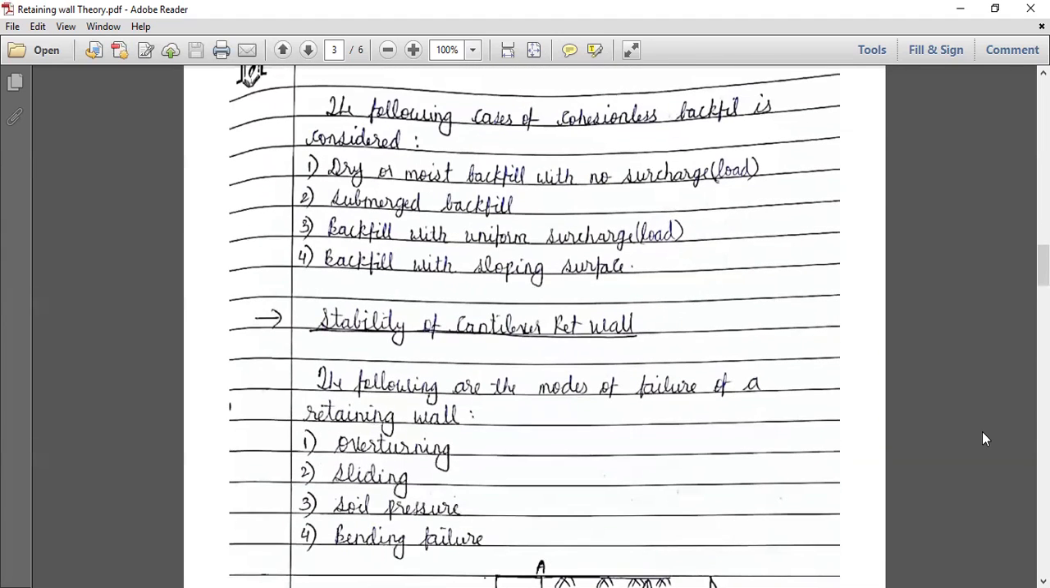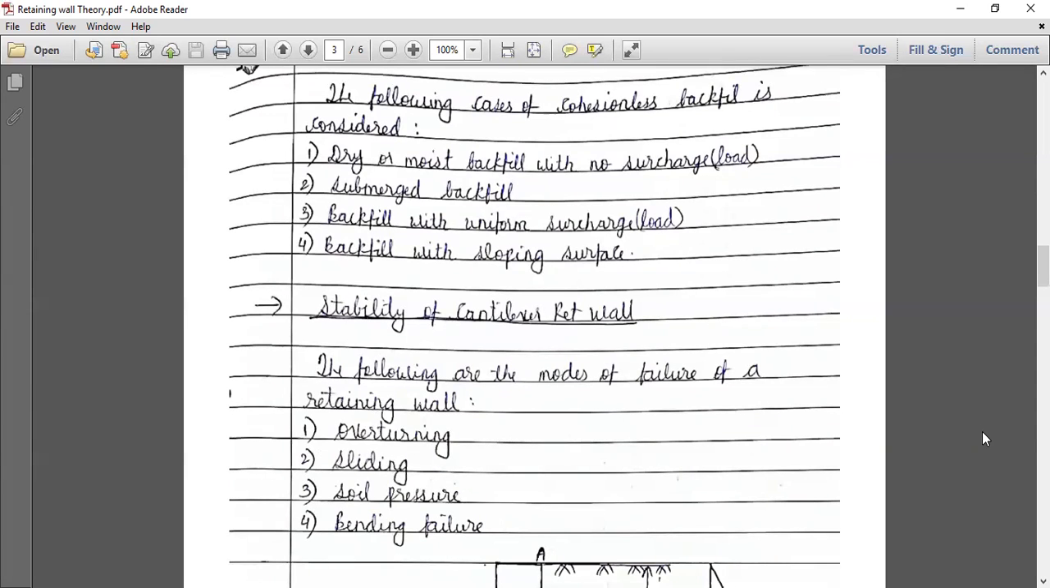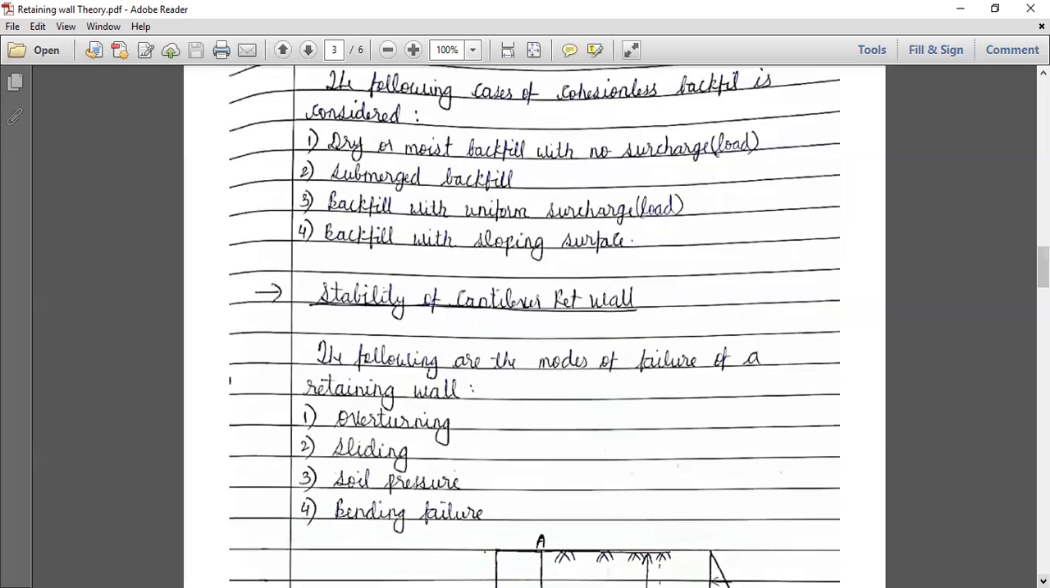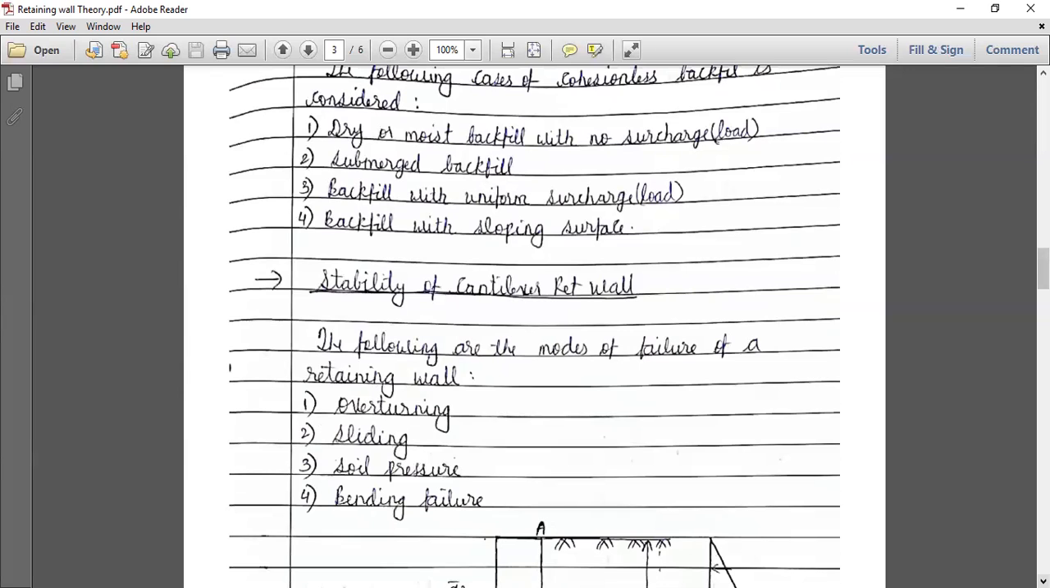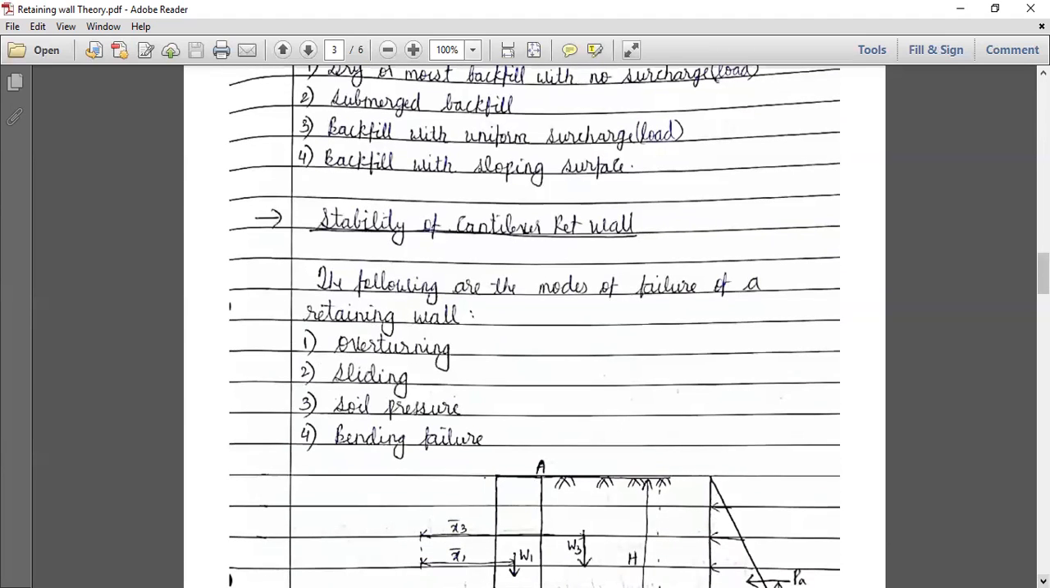So the following are the modes of failure of a retaining wall. Okay, so how can a retaining wall fail? Either it can fail by overturning, or it can fail by sliding, or it can fail by the pressure of the soil, or it can fail by bending. So these are the various modes of failure of a retaining wall. So whenever we design the retaining wall, we will have to check for overturning, check for sliding, check for soil pressure, and check for bending also.